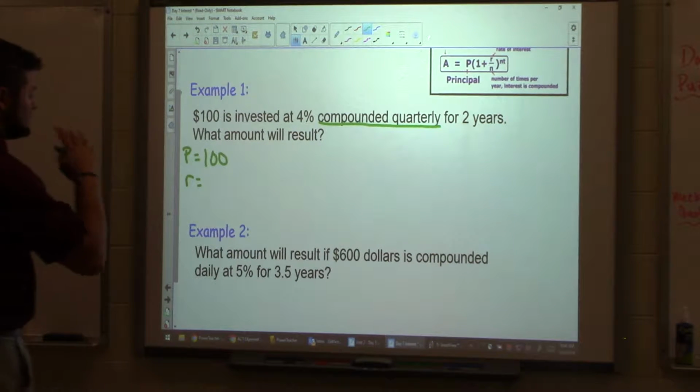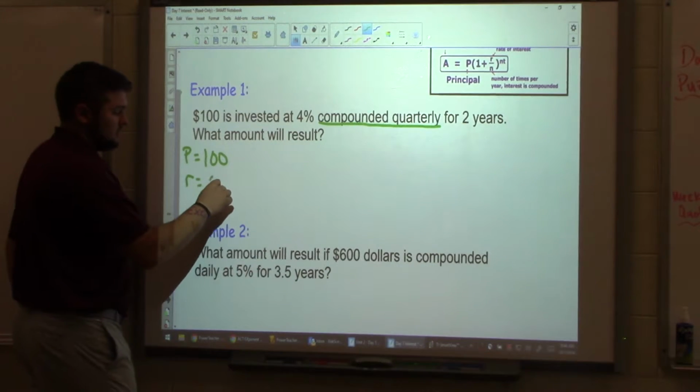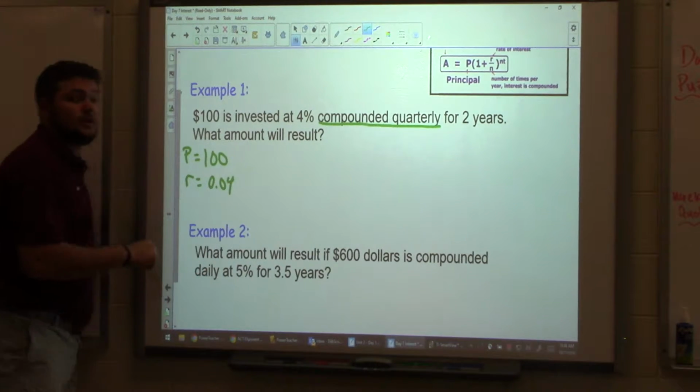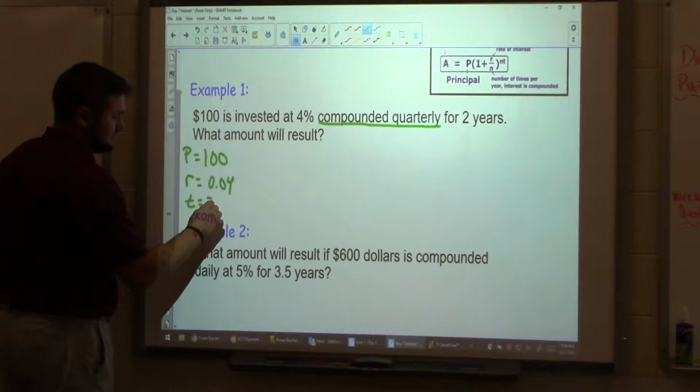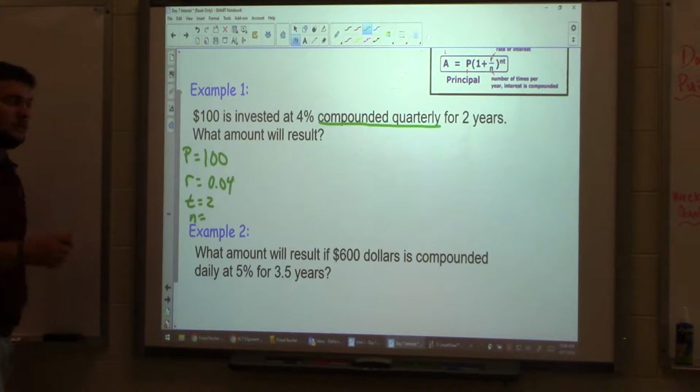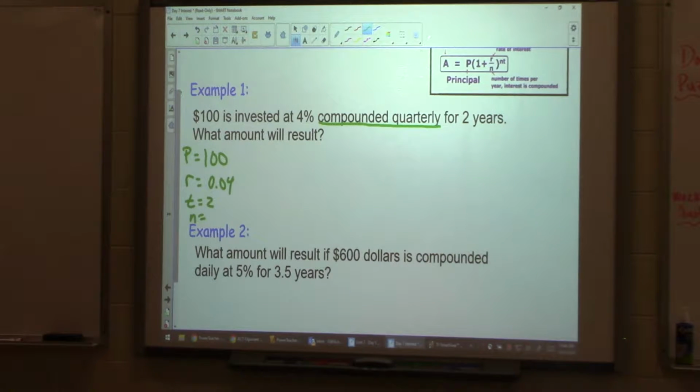4%. So how do I write that? 0.04. Good, right? We want to write it as a decimal. Alright, what is my time period? What is my t? 2 years. And lastly, what we need to talk about is n. Compounded quarterly. So n is going to equal 4.